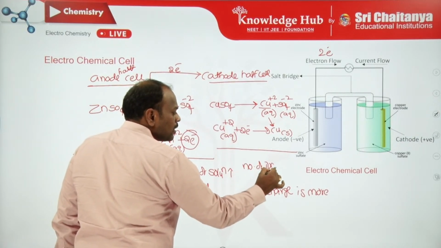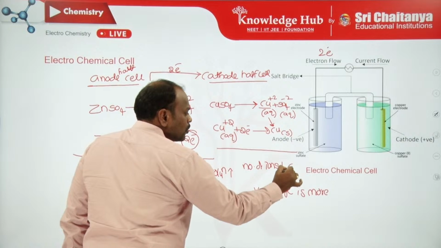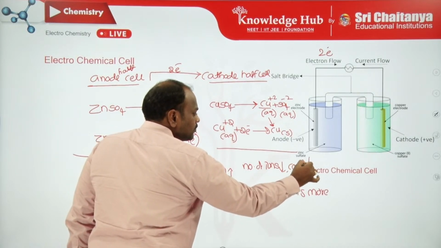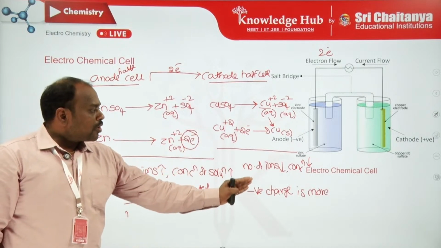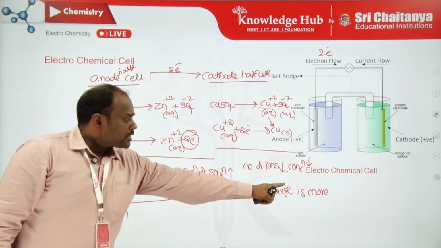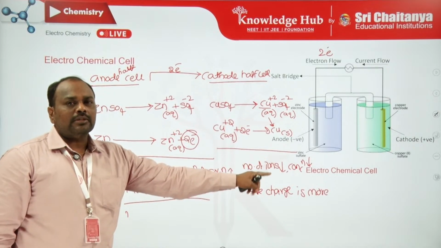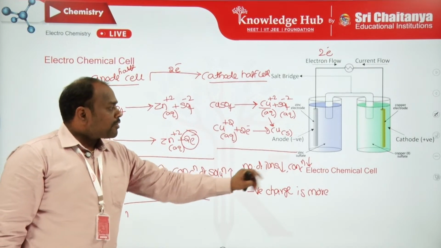Then concentration also decreases. Left side cell concentration increases. Right side cell concentration decreases. Why does concentration decrease? Because the number of ions decreases. Why does the number of ions decrease?